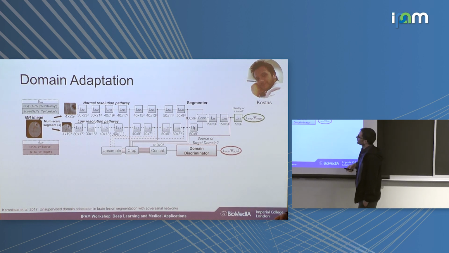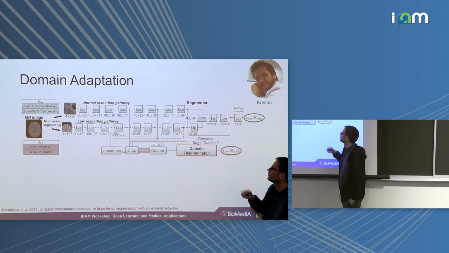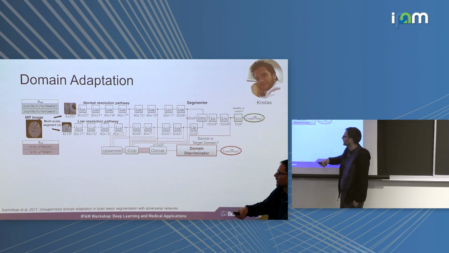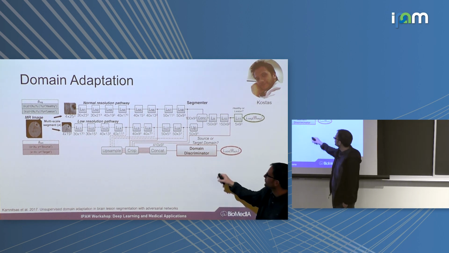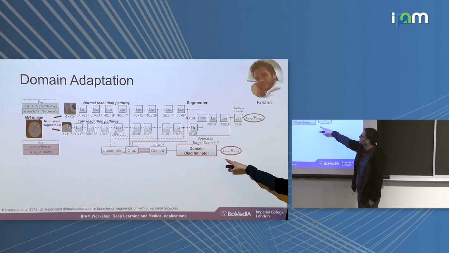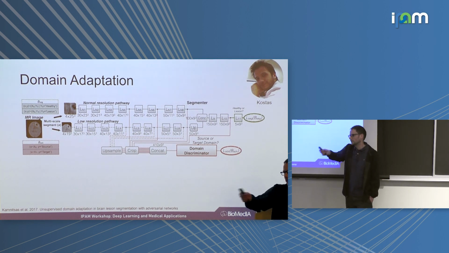So the way you train this is basically you show it data from what we call the source domain, where you have labels for segmentation, and at the same time you show it unlabeled data sets from your target domain, and then you minimize your task loss, but you also minimize the ability of a discriminator to say where the data is coming from.